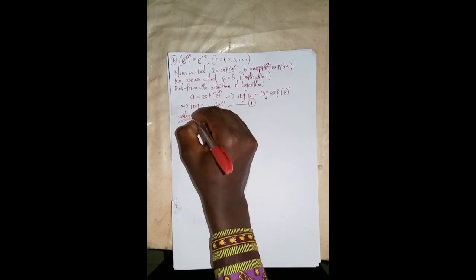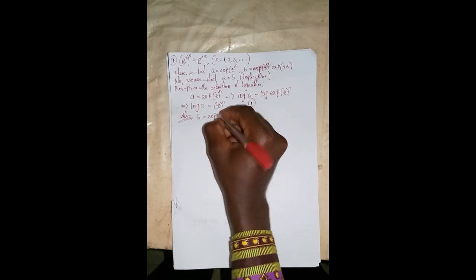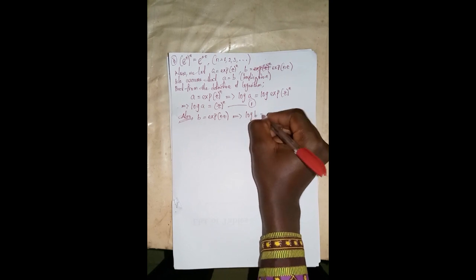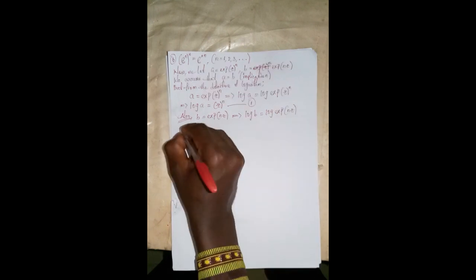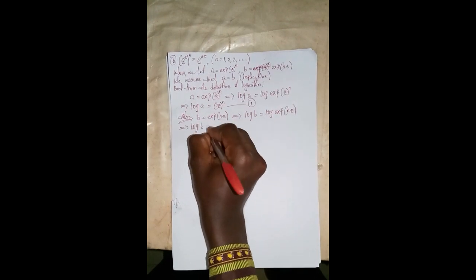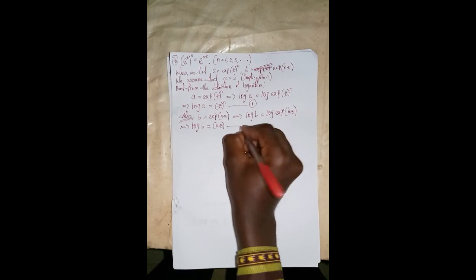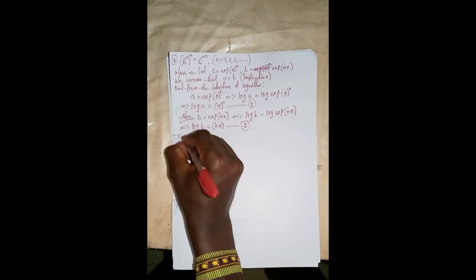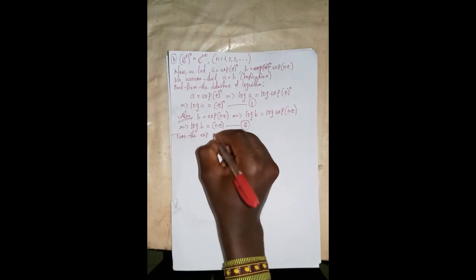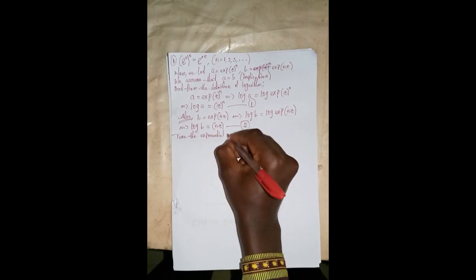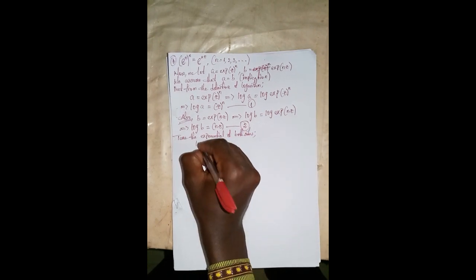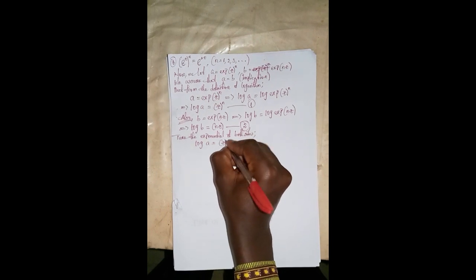Also b, which is the exponential of nz, gives the log of b is equal to the log of the exponential of nz. Now we have the log of b is equal to nz. We name this equation 2. Now we have equation 1 and equation 2. What we do now is take the exponential of both sides, meaning we are doing log a is equal to z raised to the power of n.